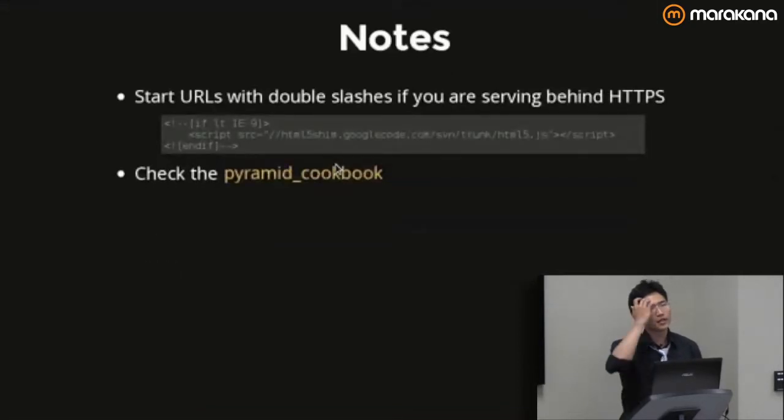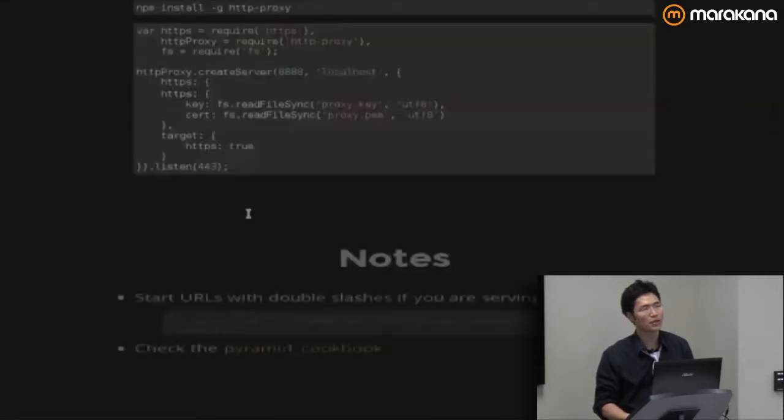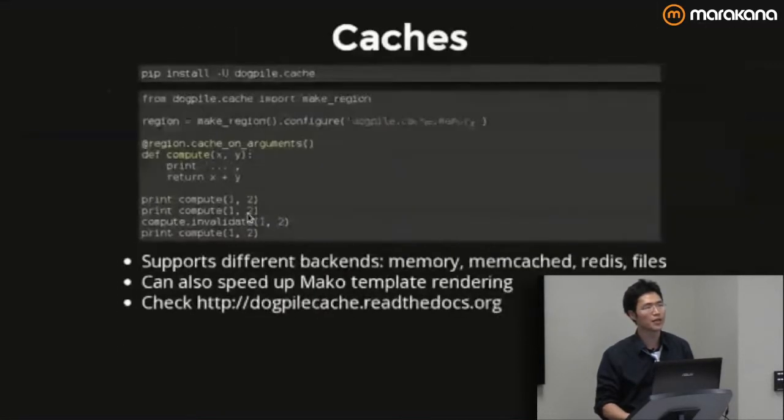Another quick note, if you're serving your stuff behind HTTPS, it's useful to have 2 backslashes, which will resolve your URL to HTTP or HTTPS, whichever you happen to be using at the moment. And you can see more deployment options in the cookbook in detail. My goal here is just to let you know what's possible so that later on you can look into it. So don't worry if a lot of this is breezing by you right now.